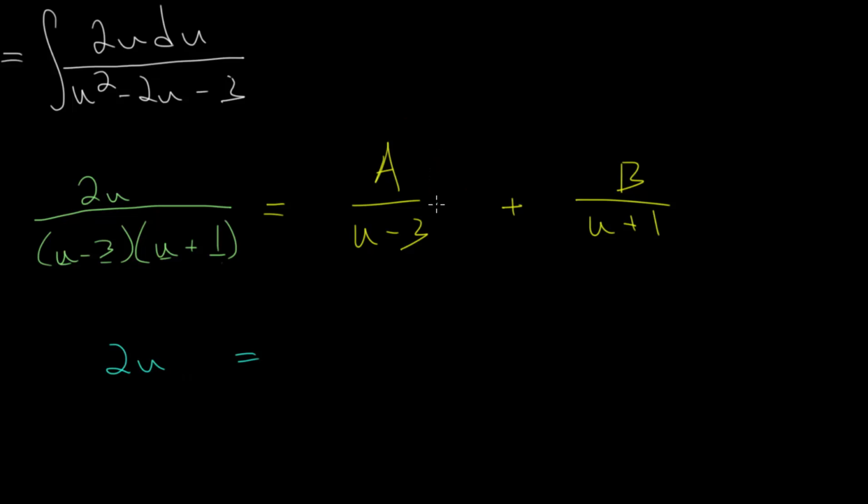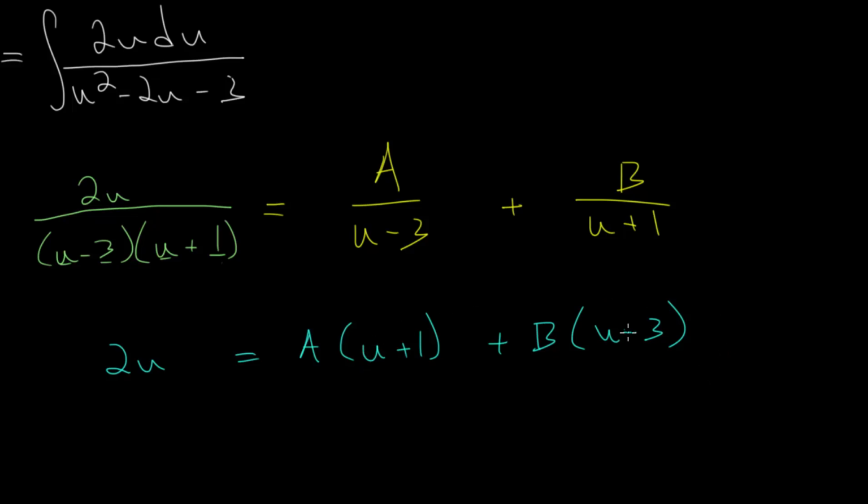And on the right-hand side, multiplying by this denominator, the u minus 3 terms will cancel in the numerator and denominator. So we get a multiplied by u plus 1. And for this fraction, the u plus 1 terms cancel, so we get b multiplied by u minus 3. And we can use a trick here.